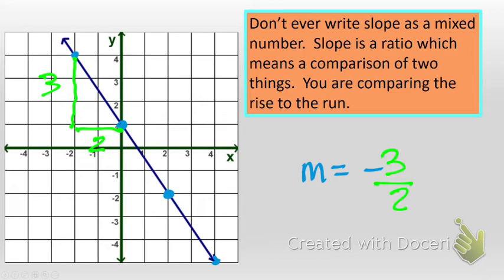Now guys, here's what would happen if somebody started from the right side. So I'm going to start here and go to here. I go up 3, left 2.